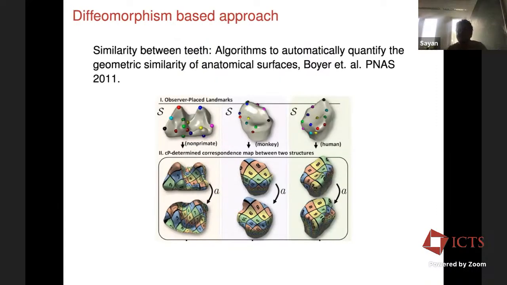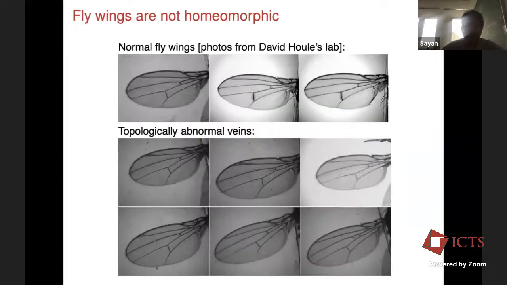Okay, so then there's a diffeomorphism-based approach, right? Where these are teeth, these are molars, and you take all of the points, you build a little area around them, and then you ask, how much energy does it take to move from one object to another object? And that gives you a notion of distance. And this is the diffeomorphism-based approach.